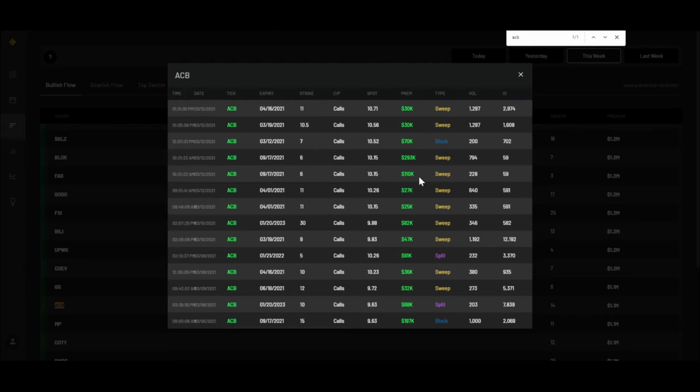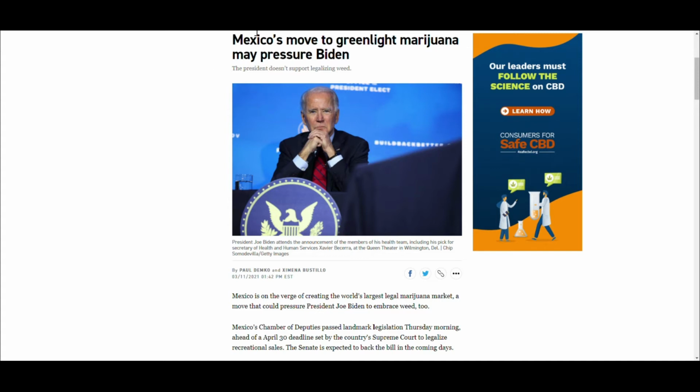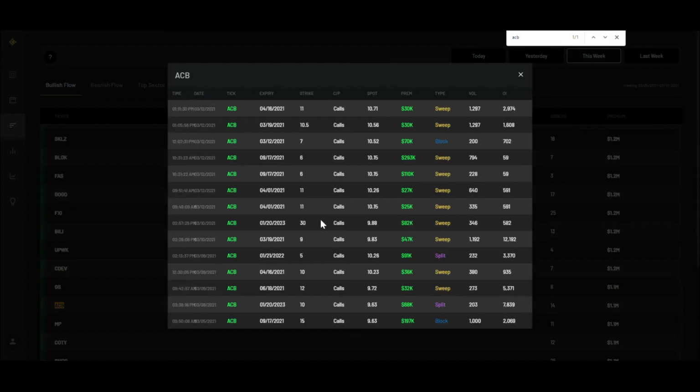These ones are interesting because they're short term. They're definitely in April, these 11s that are being hit. And this one over here is a little bit further on in April, like mid-April. It started in the beginning of April, but either way, it's just overall big orders. And I wonder if it has anything to do with the whole Mexico move and legalizing weed, which might pressure Biden and stuff. Who knows? Maybe that's the rumor that's going on. Maybe there might be a push into that 11 range. That's what I see right here with these bets being made.